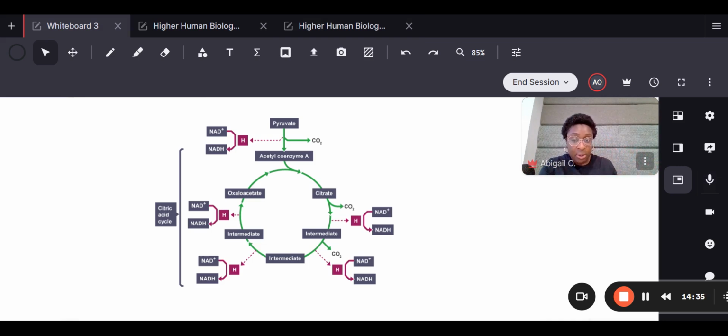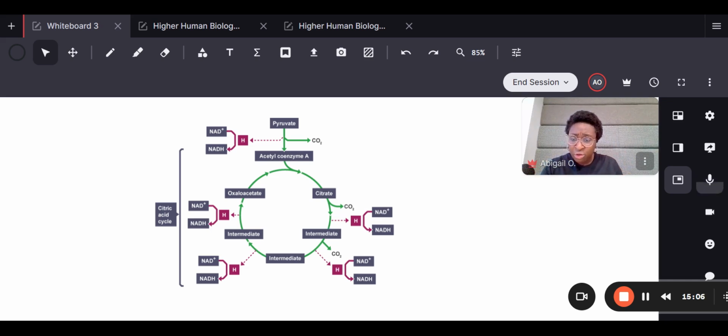Let's break it down. What we're seeing here is pyruvate, which is going to come from step 1 of respiration, glycolysis, and that's going to turn into acetyl coenzyme A. We're going to lose some carbon dioxide, and we're going to take out a hydrogen, which is going to turn NAD into NADH. Then that acetyl coenzyme A is going to join with another compound, oxaloacetate, and become citrate. And round this circle it will go. It will keep going round this cycle. As it's going round, it'll give off some carbon dioxide, and it will also give off some hydrogen.